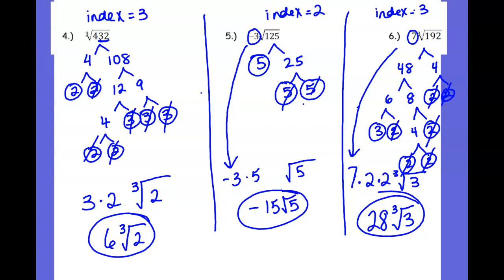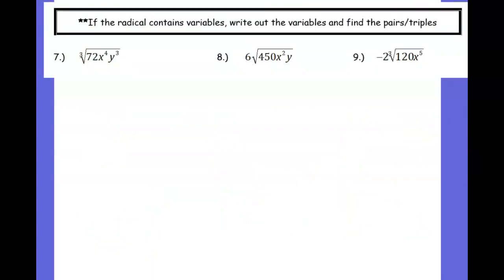All right, now we're moving on, and if the radical contains variables, we write out the variables and we find either the pairs for 2 or the triples for 3. So the coefficient piece works the same, okay? 72, maybe that's 9 and 8. We've got 3 and 3 for 9. 4 and 2 for 8. Okay, so there's our prime factorization.